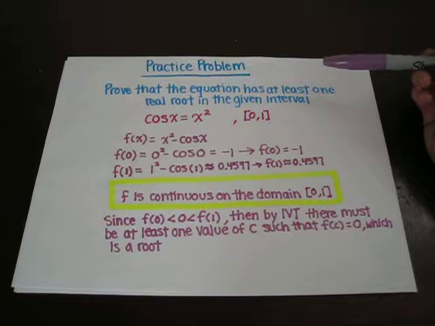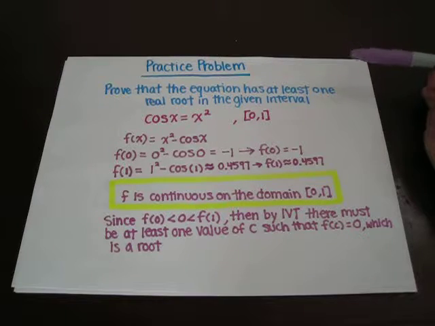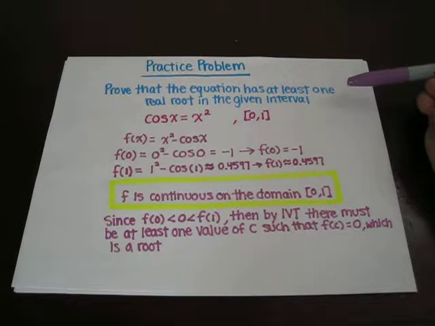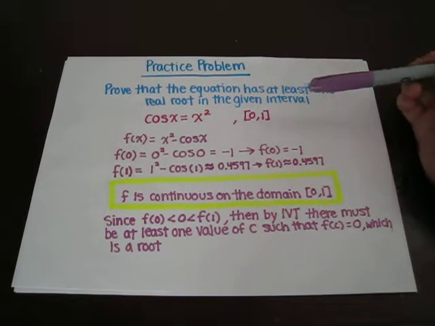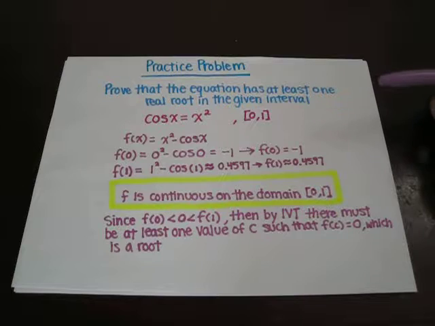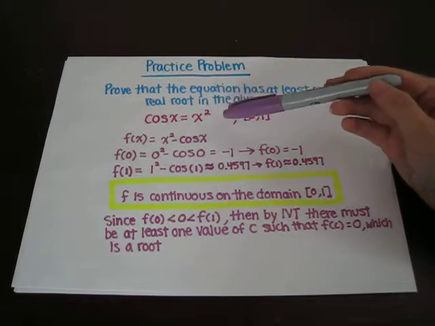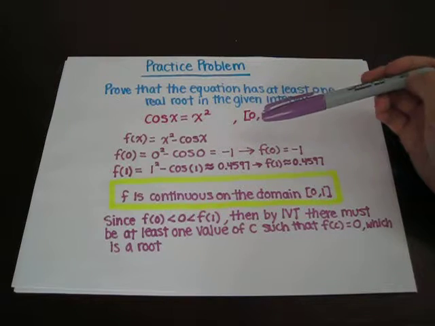For this practice problem, it doesn't explicitly say use the intermediate value theorem, but this is another way to word the problem for you to use it. Prove that the equation has at least one real root in the given interval. And the equation is cosine of x equals x squared on the interval from 0 to 1. And you can rewrite this as x squared minus cosine x.